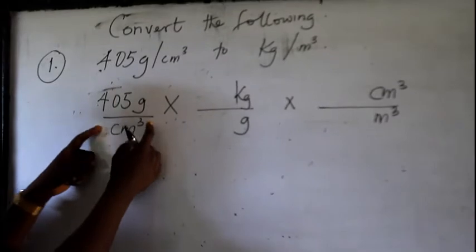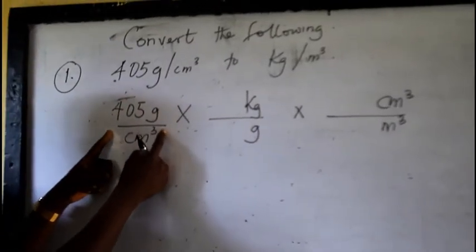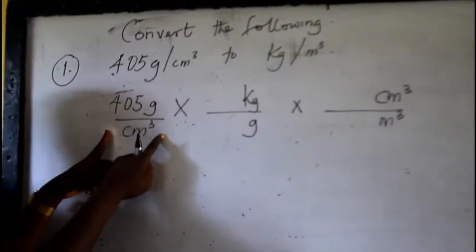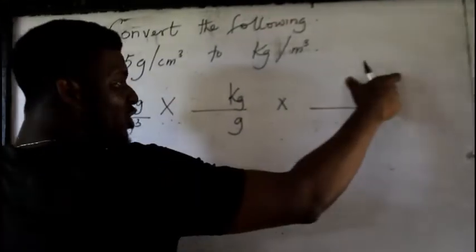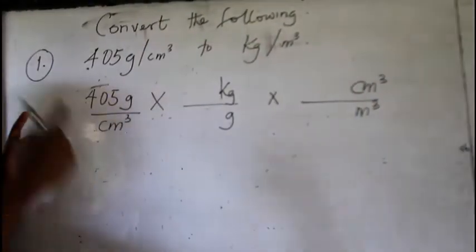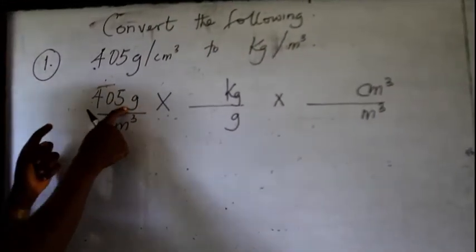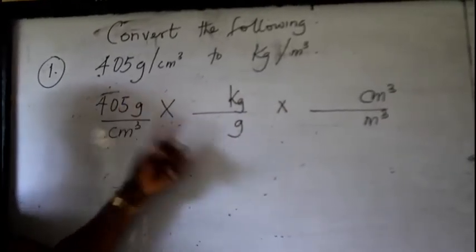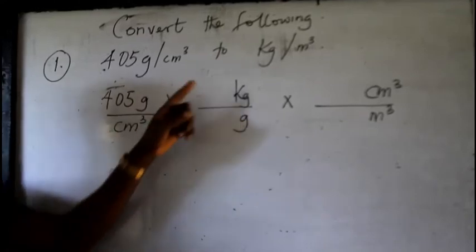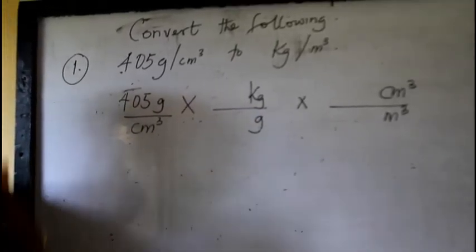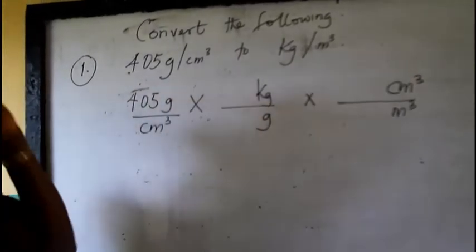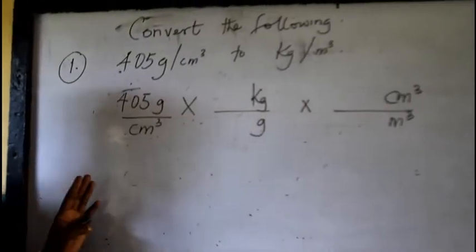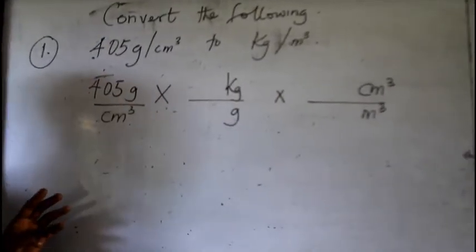Look at it. Centimeter cube is at the what? Denominator. It will be at the numerator so that it can cut out. Gram is at the numerator. Gram will also be at the what? Denominator so that it can cut out. So the one that you're converting to will actually be at the opposite. So please, you need to note that. If that is done, you have actually solved the case.